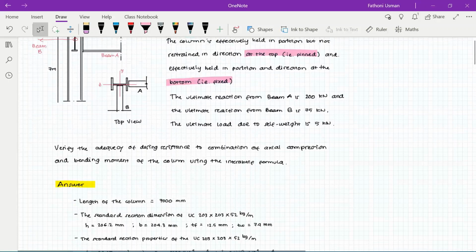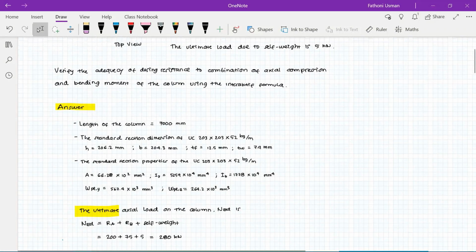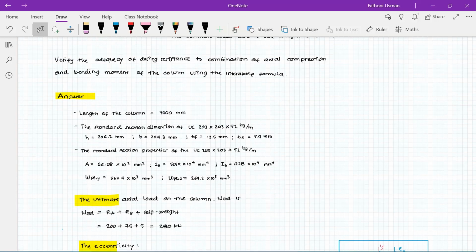The information that we have here: the length of the column is 7,000 millimeter. The standard section dimensions of UC 203, 203, 52 kg per meter, we extract from the table of dimensions. The overall depth is 206.2 millimeter, the breadth 204.3, thickness of the flange 12.5 millimeter, and thickness of the web 7.9 millimeter.